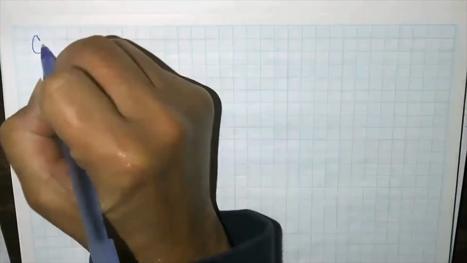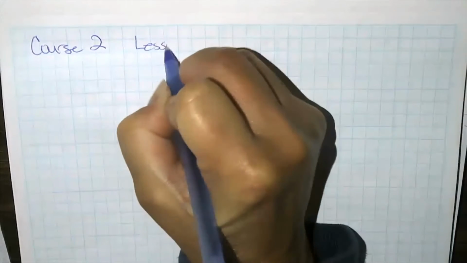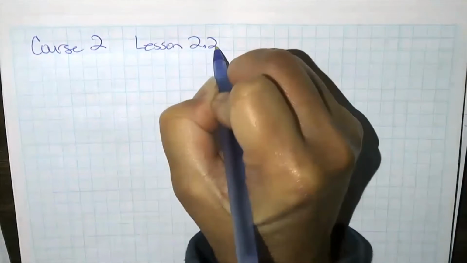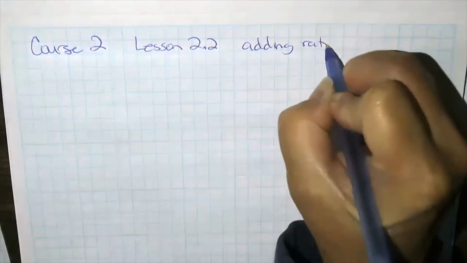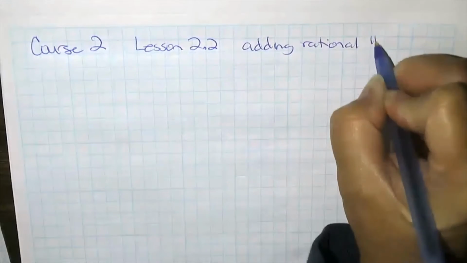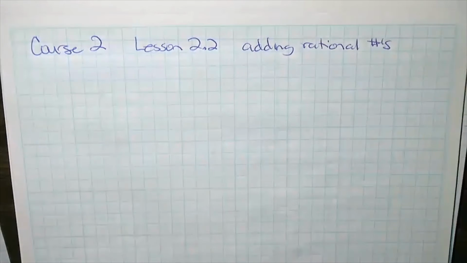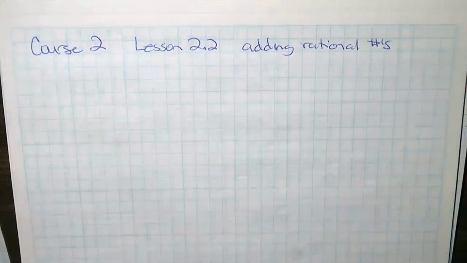Okay, we are working from the course 2 textbook. We are doing lesson 2.2, adding rational numbers. So that means we're adding positive and negative fractions and decimals. Rational numbers, for all practical purposes, are fractions and decimals. And we are going to be adding that integer component, the positives and negatives.